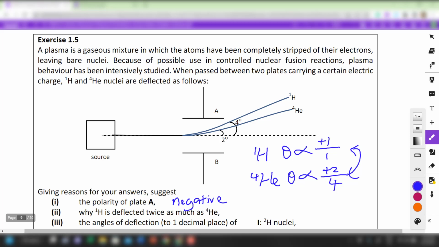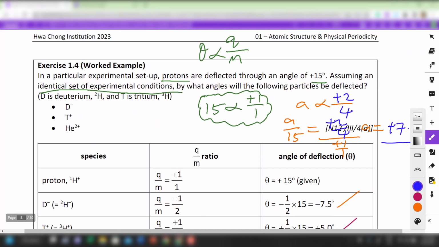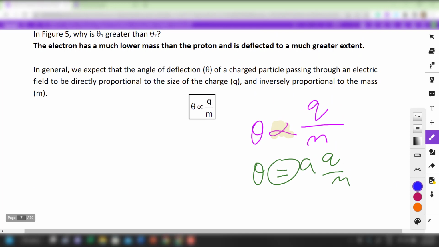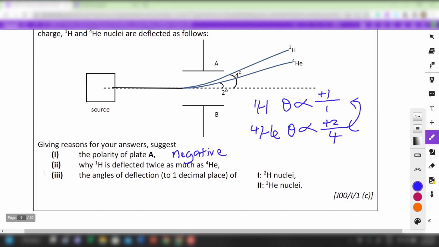We can easily use this explanation to support our argument. Remember that fundamentally, this equation is very important. You might want to learn how to use this equation well. This is one of the few equations you have for atomic structure. It's a very simple equation to remember. You don't need to memorize it by heart. You just need to know that the angle of deflection is directly proportional to the charge and inversely proportional to the mass. I think that will be more than sufficient.